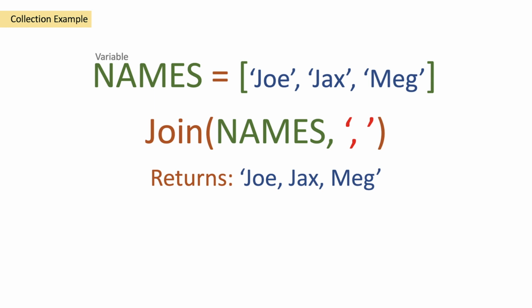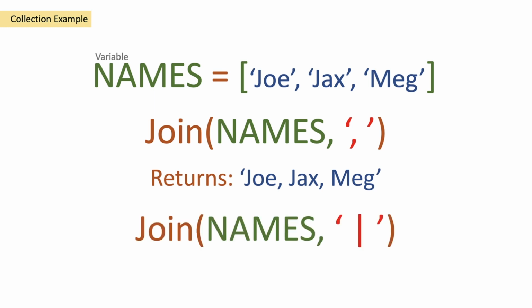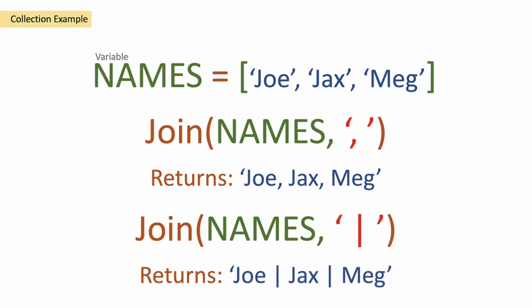What actually happens if we want to use a different delimiter then? Say we want to use the pipe. Well, obviously we don't want the pipe to be on the end of the E of Joe, so we add a space, pipe, space. And then we return Joe, space, pipe, space, Jax, space, pipe, space, Meg. So let's take a look at this in action on Power Automate then.